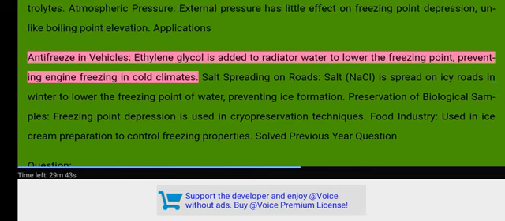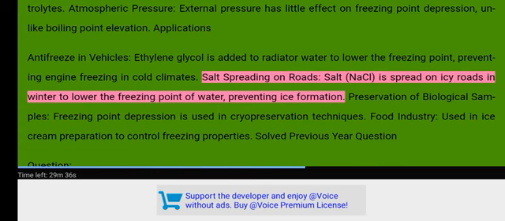Applications. Antifreeze in vehicles: ethylene glycol is added to radiator water to lower the freezing point, preventing engine freezing in cold climates. Salt spreading on roads: salt, NaCl, is spread on icy roads in winter to lower the freezing point of water, preventing ice formation.